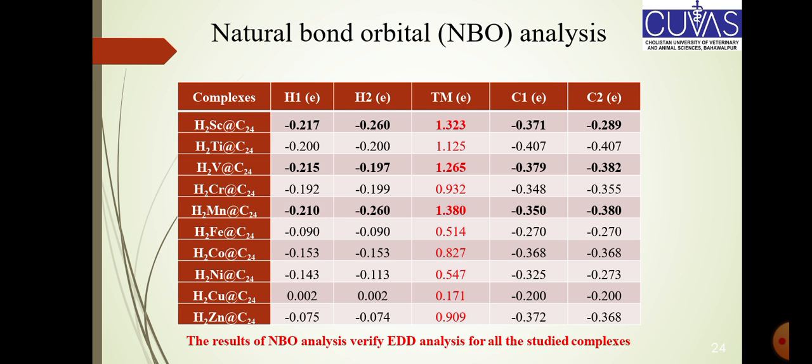The table presents the NBO analysis for the hydrogen, transition metal, and carbon atoms of C24 attached with the transition metal atoms. The positive sign of the NBO charges on the transition metal atoms indicates that charge is shifted from the transition metal to hydrogen and carbon atoms. Among the studied transition metal complexes with the adsorbed hydrogen, the highest charge exchange is observed in the manganese complex, which is consistent with its low hydrogen dissociation barrier and high interaction energies.